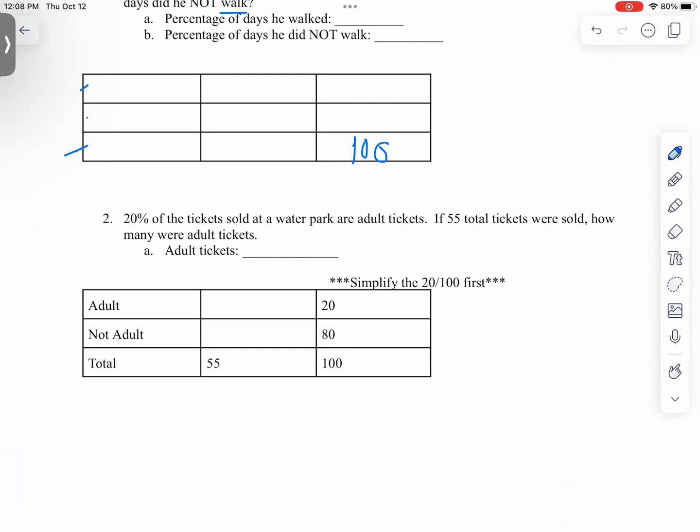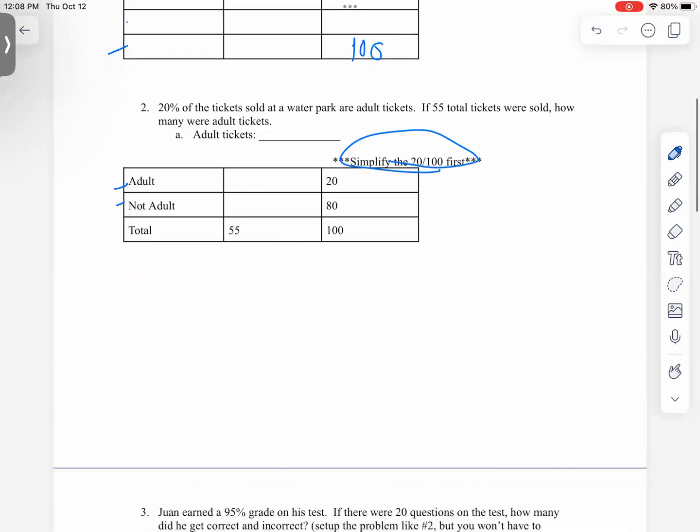Here on the second one, I laid this one out for you because it's a little bit different. 20% of the tickets sold at a water park are adult tickets. If 55 total tickets were sold, how many were adult tickets? They're either adult or not adult. This one's asking for adult tickets, but you could find the not adult ones as well. Your hint here is to simplify the 20 over 100 first. Then you should see how you get from that denominator to 55. You could put it right here, or make another box to the side and do it there. Then see how you get to the 55.